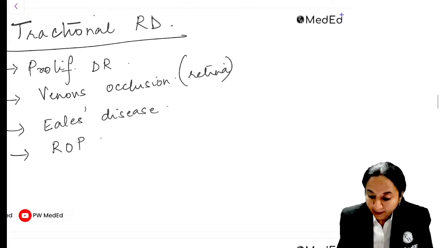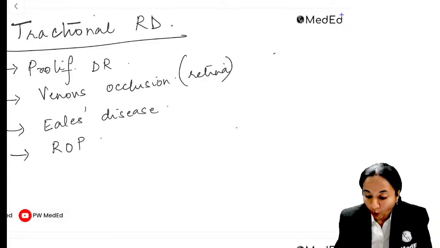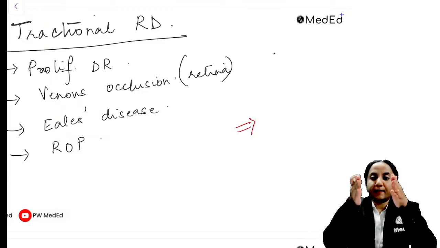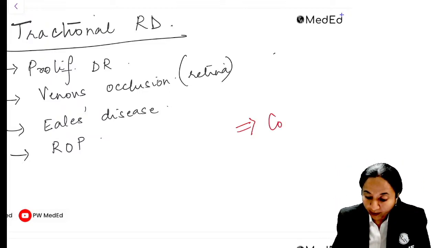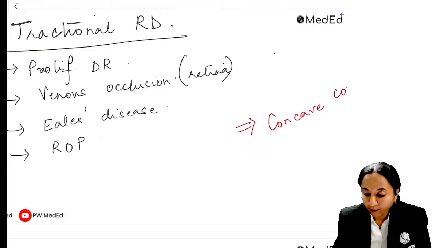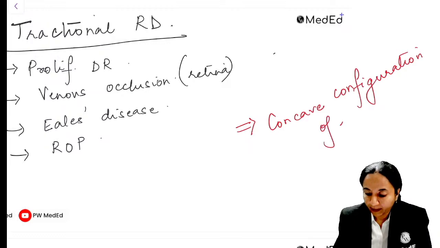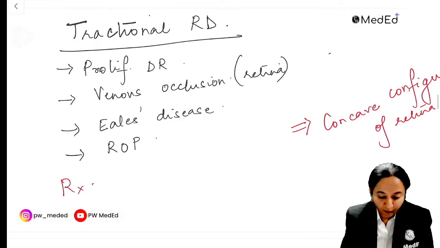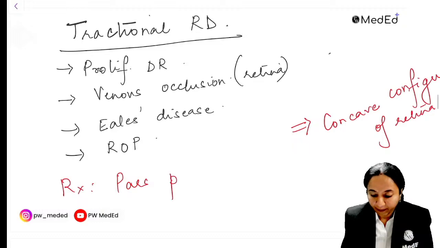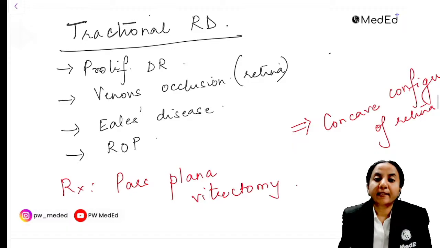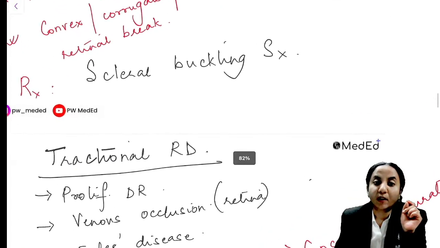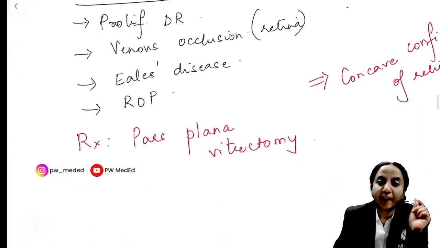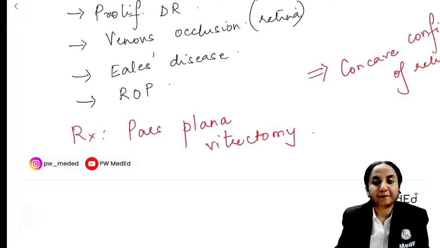Right? Now here, please remember that the retina is concave. So the retina is like this, it is not like this. The retina is concave. Concave configuration of the retina. And what is the treatment? Again, it is surgical, but the name of this surgery is pars plana vitrectomy. See, for regmatogenous RD I told you the name of the surgery you have to learn is scleral buckling surgery, and for tractional RD, the name of the surgery is pars plana vitrectomy.